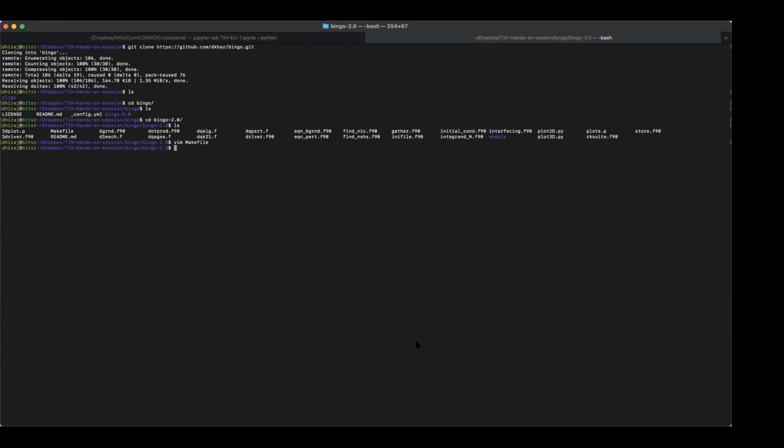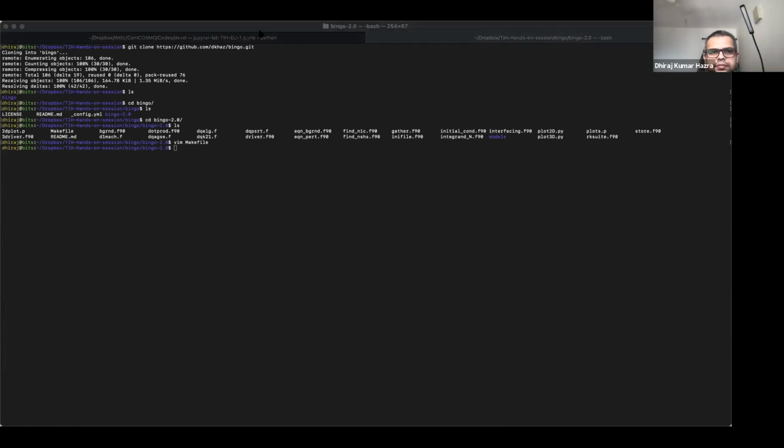Open the presentation, page 3, where I have written the structure of Bingo, the presentation that is shared with you. Let me discuss. If you are able to see the structure of Bingo, this is the code structure. The central part is Bingo, the main driver of the code.